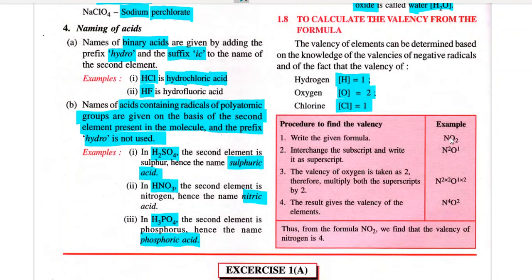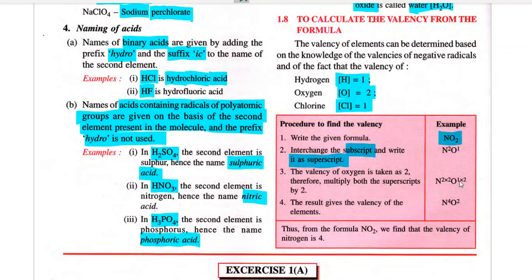Suppose you have the formula NO2. What you do is you interchange the subscript and write it as superscript. So you interchange it. The 2 here comes from the superscript of N, superscript meaning what is written on top, and the 1 in the subscript of N goes into the superscript of O. The valency of oxygen is taken as 2. So multiply both the superscripts by 2.